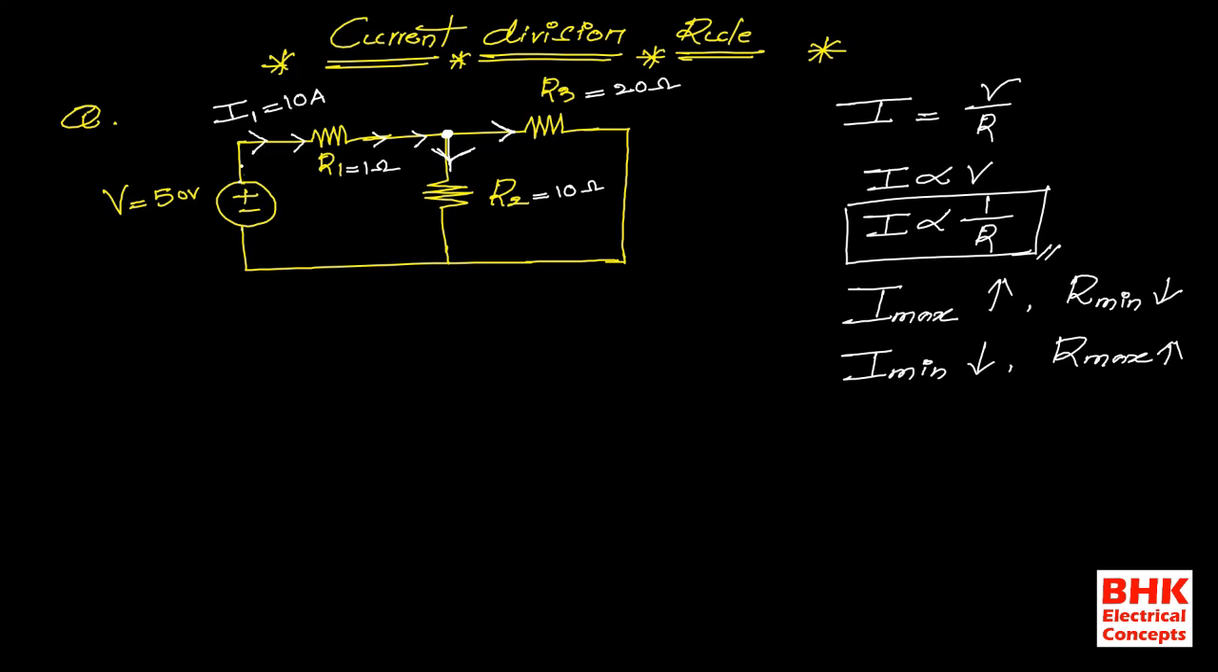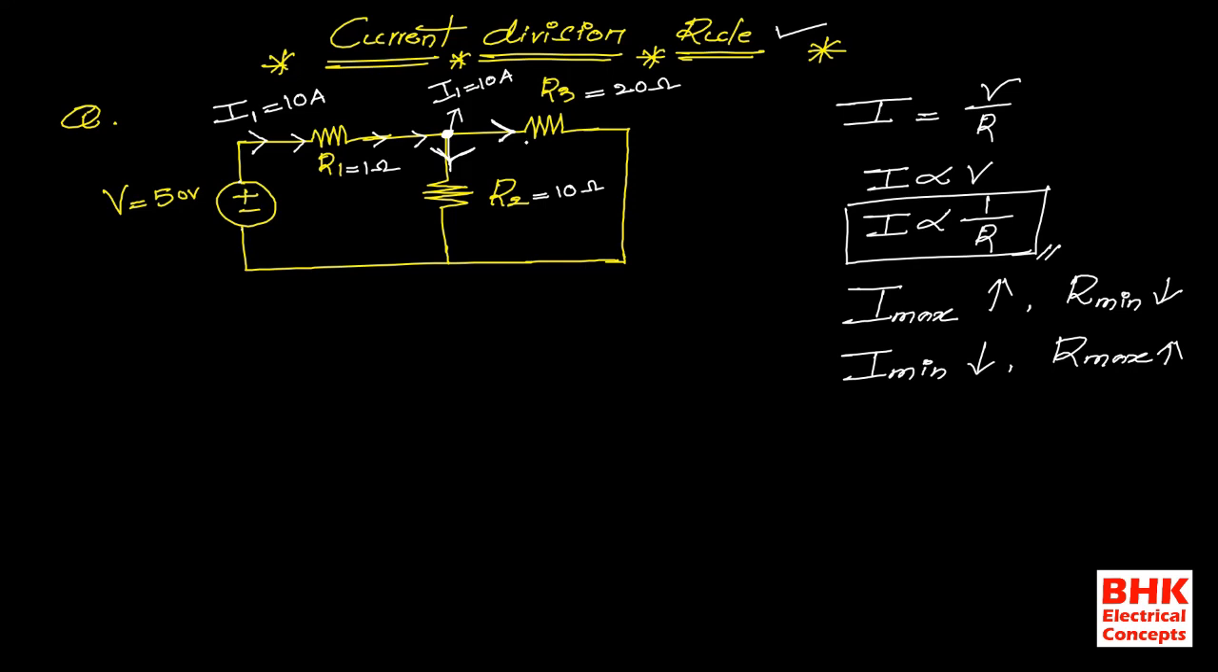This 10 ampere current flows directly through R1 and reaches the junction, so at this point the total current available is 10 amperes. From this total current, some amount flows through this branch and some amount flows through the other branch. But we need to know how much current flows through each path, so to find that we go for the concept of the current division rule.